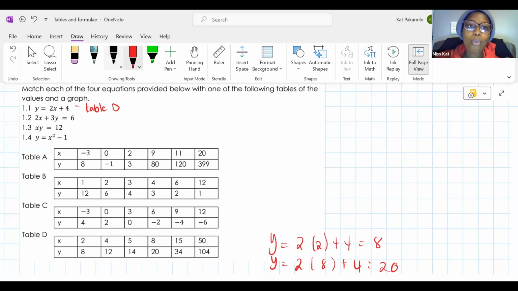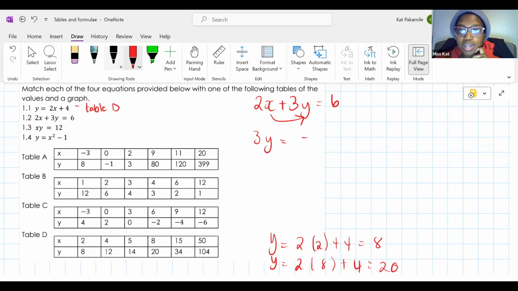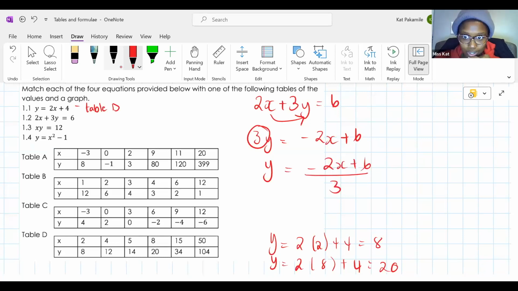So for 1.2, what you're supposed to do is first get y on its own. So it's 2x plus 3y equals 6. You take this x over, you don't want it. So you're going to have 3y is equal to negative 2x plus 6. You don't want this 3, so you divide by 3. So then y is going to equal negative 2x plus 6 divided by 3. Then you substitute.